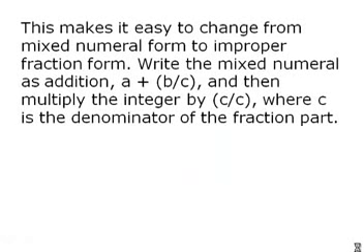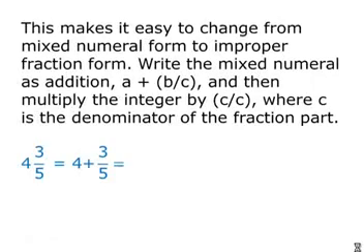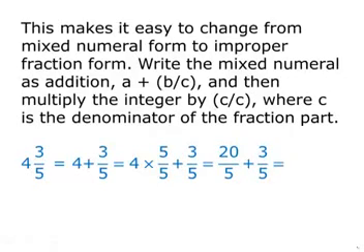This makes it easy to change from a mixed numeral to improper fraction form. Write the mixed numeral as addition, and then multiply the integer by c over c, where c is the denominator of the fraction part. So for example, we'll start with 4 3/5. We'll write that as 4 plus 3/5. Now we're going to multiply that 4 by 5 over 5. And of course we're allowed to multiply by 5 over 5 because that equals 1. And that will give us 20 over 5 plus 3 over 5, and those add to 23 over 5. That is the improper fraction form that is equal to the mixed numeral 4 3/5.